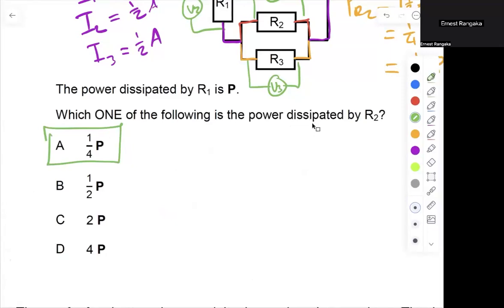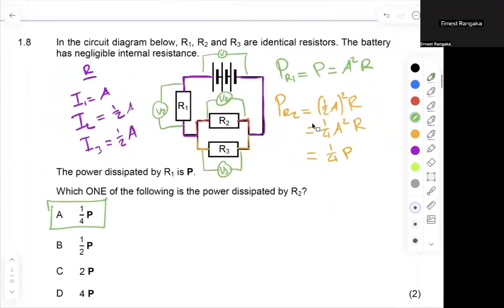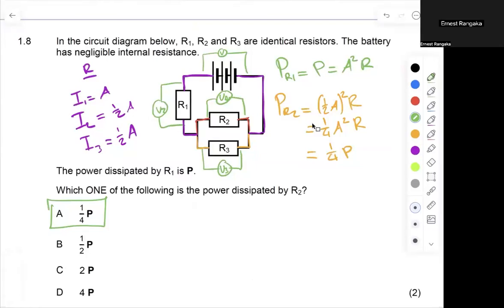Don't feel bad if you didn't get the right answer. As long as you can see how I did it and how it can make sense to you, the correct answer is A, 1/4 P, and I used the calculation to get my answer correct, right? Someone says I must repeat that. Not a problem, Pulu, I will repeat that for you.